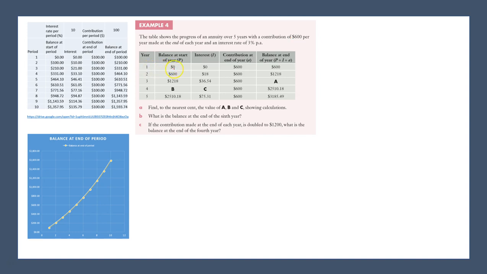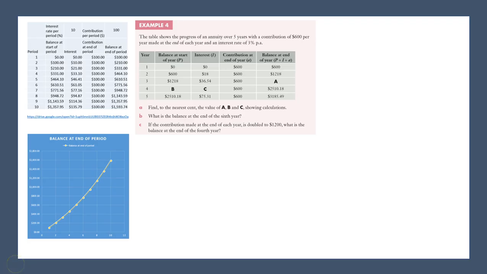In this table you can see the balance was 0 for a whole year, no interest. At the end of the year, $600 was deposited, but that's all there is. Just doesn't have any time to earn interest. Becomes the balance for the second year. $18 of interest is earned, and we could talk more about how they calculate that. You simply use I equals PRN.